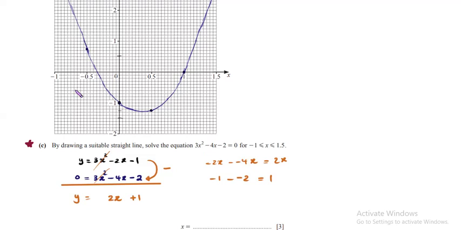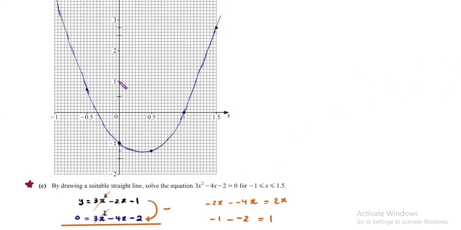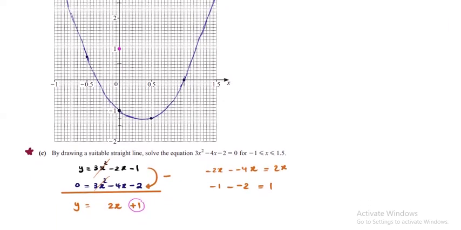So first I'm going to mark the y-intercept. So in this y is equal to 2x plus 1, this plus 1 is the y-intercept. So this is where plus 1 is. So I'm going to mark it. Then the next one is the gradient. So that is, the gradient is 2. So this number in front of the x is the gradient, which is 2.